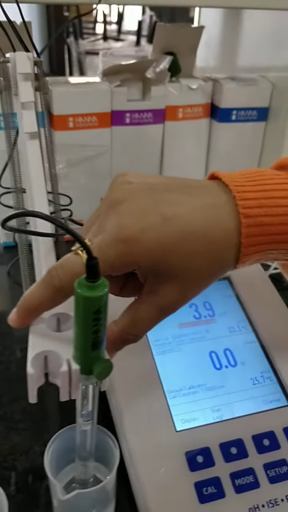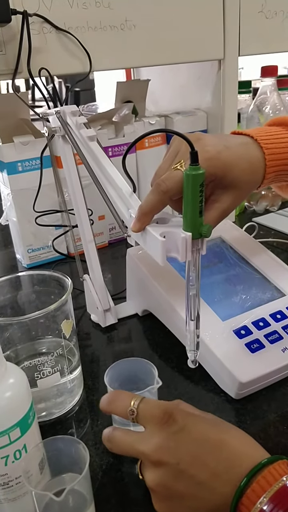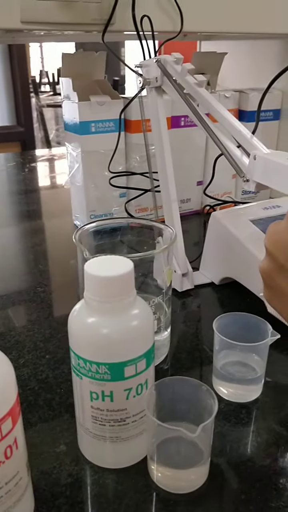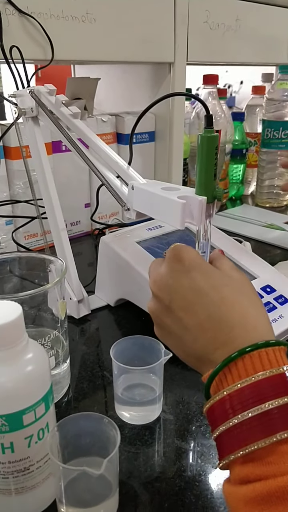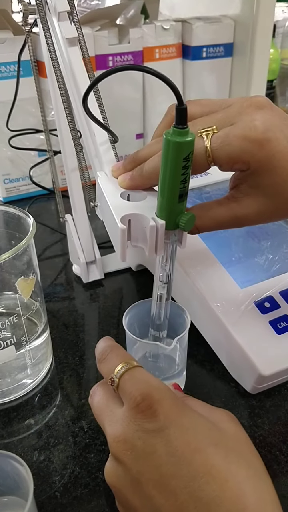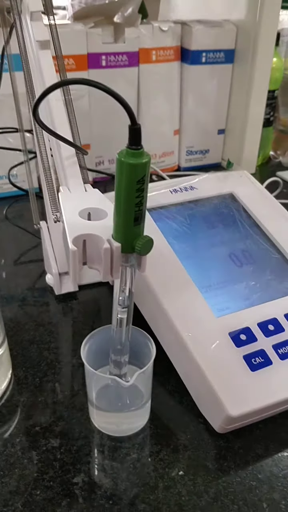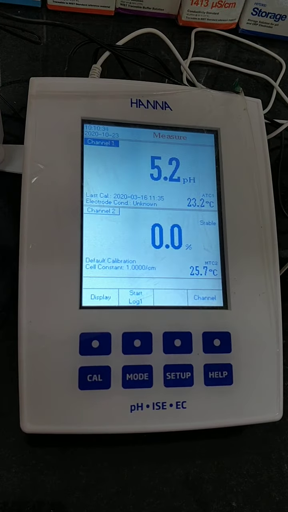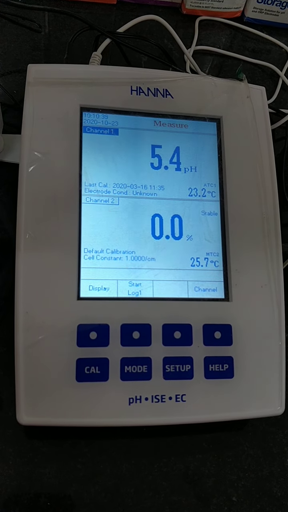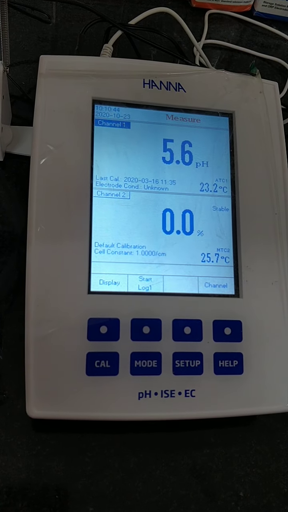Now again, we have to calibrate the electrode with the standard solution of pH 7.01, but before its use we have to wipe the electrode with a tissue paper and take the measurement for calibration with respect to pH 7.01. We can see on the screen that the value is going to be achieved nearby 7.01.